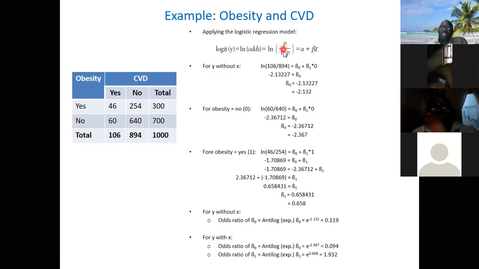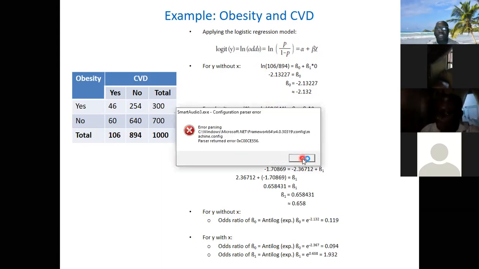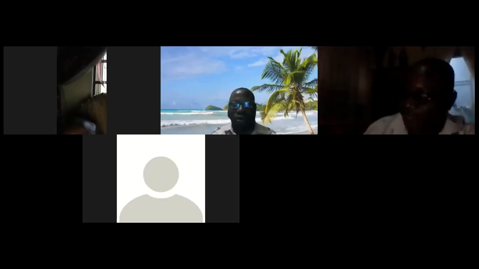So that will be what is here. If you put 106 over 894, and now look at it, 106 divided by 894, and you take the natural logarithm of that, it will give you minus 2.132. And that is what you saw there, the constant. That is block 0, where we have not considered X. You just use the value of Y, the outcome, to generate that. And that was exactly what SPSS first of all did.